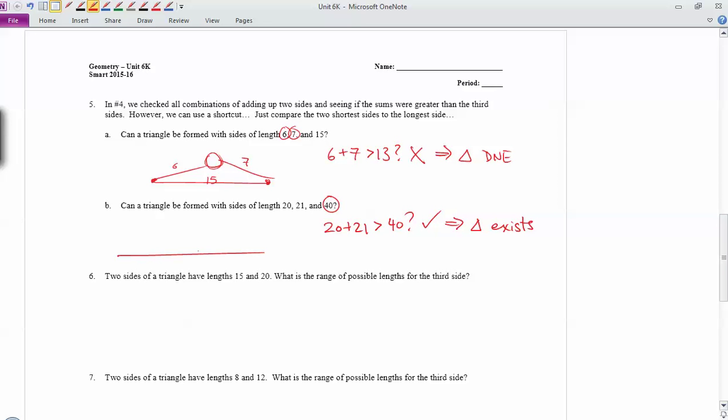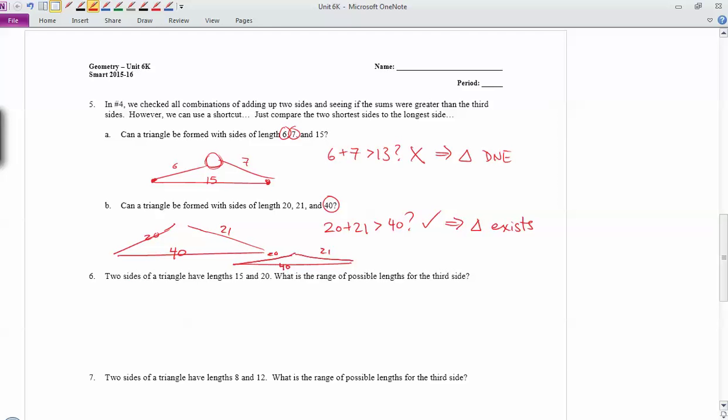And if you think about it, lay down the flat side, 40. Well, 20 over here and 21 over there would be able to meet because they add up to be longer than 40. Now, it turns out if you actually drew this accurately and tried to connect them, this would be a super flat triangle because 41 is just barely bigger than 40. So it'd be something like that, and probably even flatter looking than that.